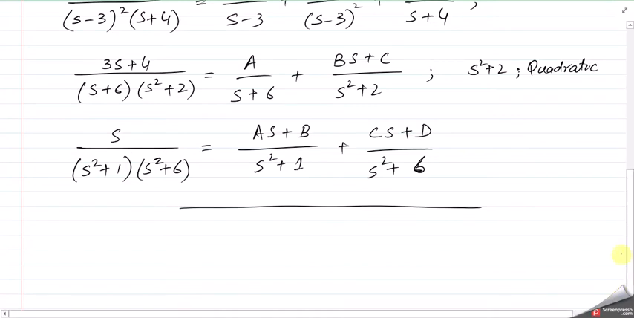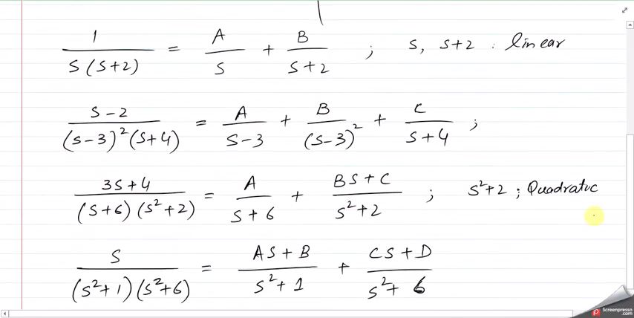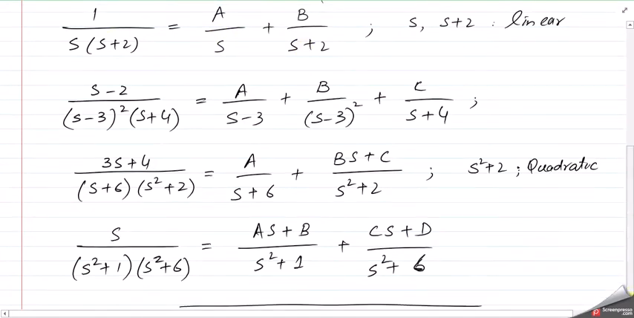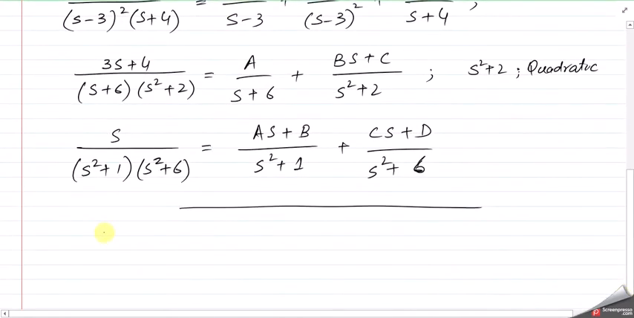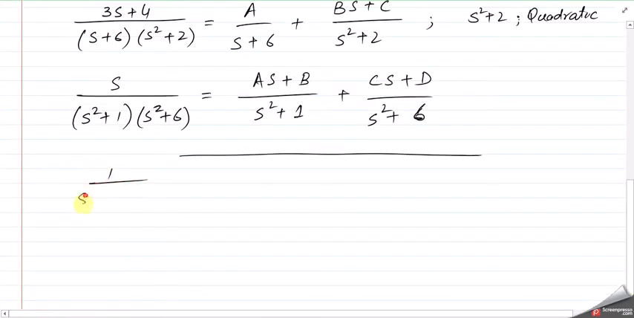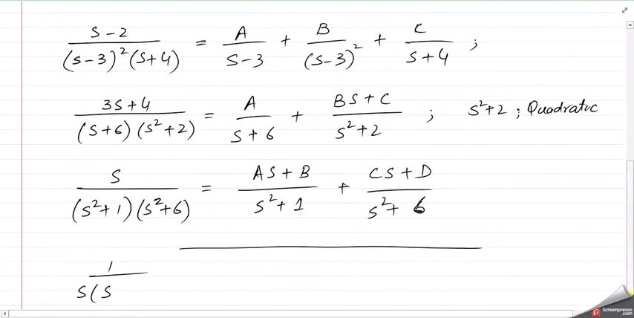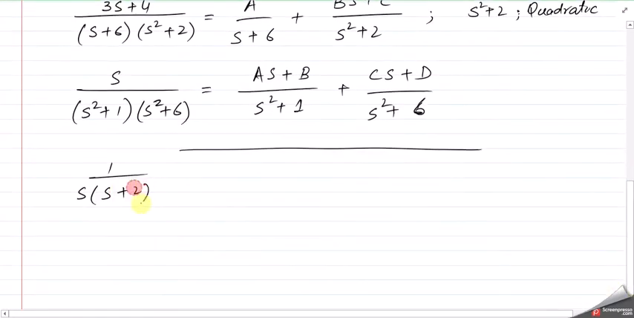Right. So now the next question is how to find a, b, c, all these constants. Let's start with the first example, the linear with the linear. So let's say 1 over s into s plus 2 equals a over s plus b over s plus 2.